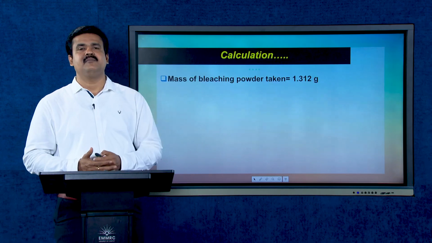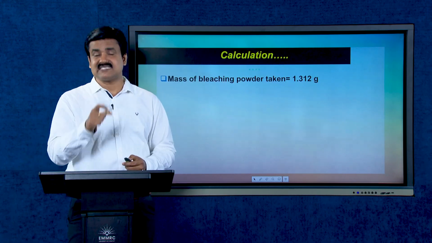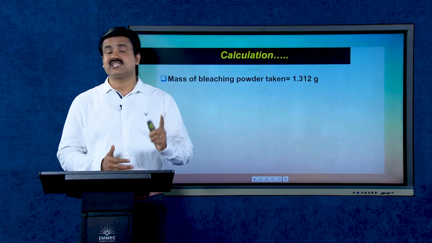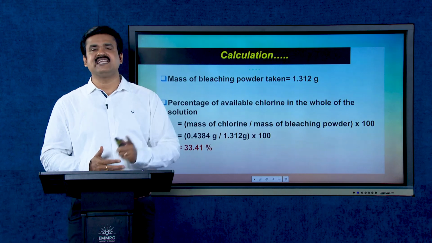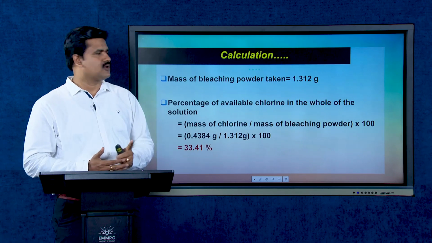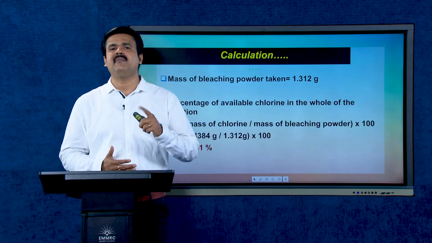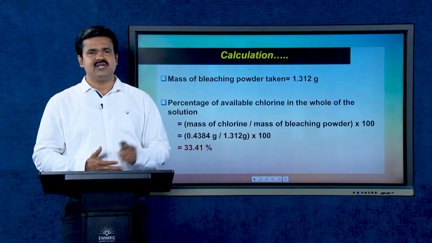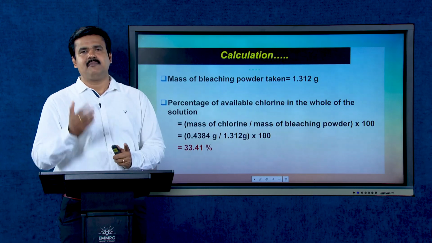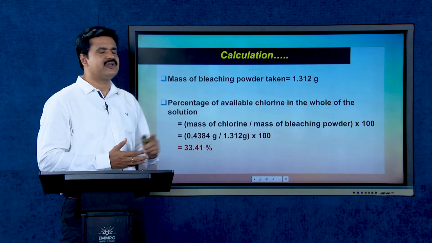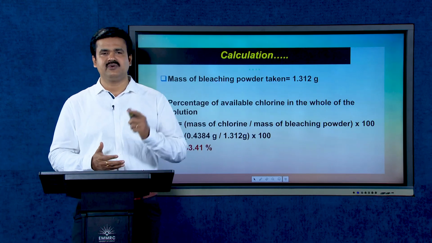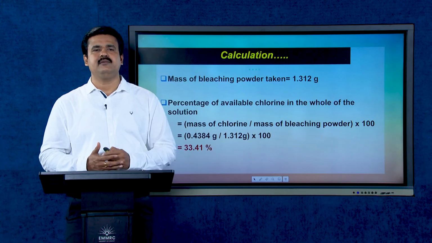Now mass of bleaching powder already taken. In the present experiment we weighed out some quantity of bleaching powder that is noted as 1.312 gram. So percentage of available chlorine in the solution is equal to mass of chlorine divided by mass of bleaching powder multiplied with 100. That is equal to 0.4384, that is mass of chlorine in the whole of the solution, divided by mass of bleaching powder taken, that is equal to 1.312 gram. Just to multiply with 100 to get it as a percentage, and you will get the value as 33.41%.